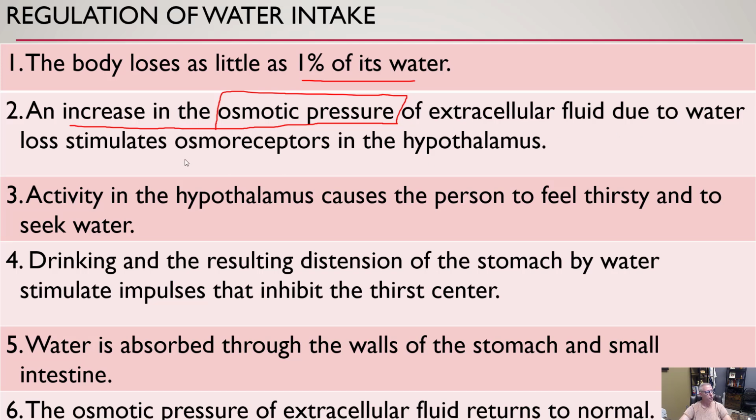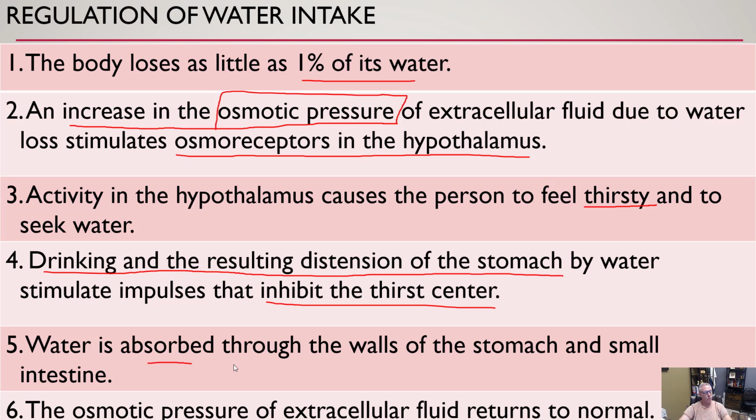And that increased pressure is going to stimulate those osmoreceptors in the hypothalamus. It's going to cause us to feel thirsty. We drink water. And that distension of the stomach is going to inhibit the thirst center. And that water is going to get absorbed from the stomach, and then we're going to go back to homeostasis.